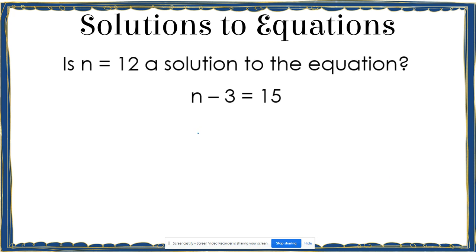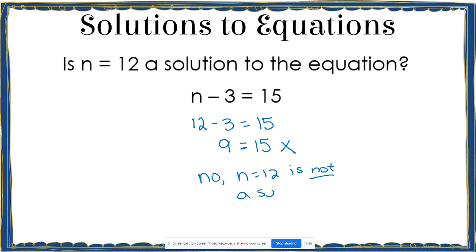Is n equals 12 a solution to the equation n minus 3 equals 15? Well, again, I'm going to take 12 and substitute it in my equation for n. So I'm going to replace n with 12, and then I'm going to subtract 3 and say that it equals 15, because I'm going to write the rest of the equation. Now I'm going to simplify this side, so it says 12 minus 3, and I know that if I subtract 12 minus 3, I get 9. So now my equation says 9 equals 15. Well, I know that 9 is not equal to 15, so I can say that no, n equals 12 is not a solution to this equation.